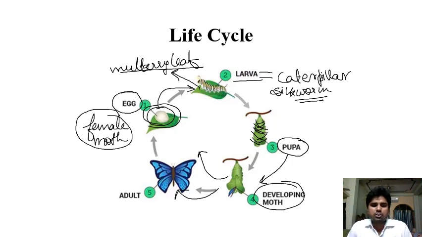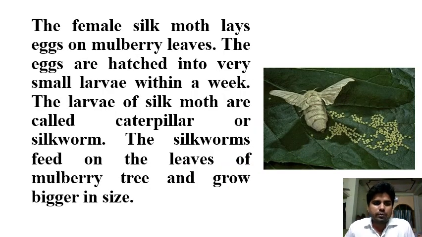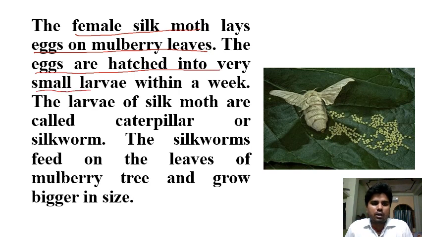Clear? All the stages of the life cycle of the moth are clear, I think. Let's see the things. First of all, we have studied that the female silk moth lays eggs on the mulberry leaf. The eggs are hatched into very small larvae within a week. So we can see here the larva, which the egg gives rise to.